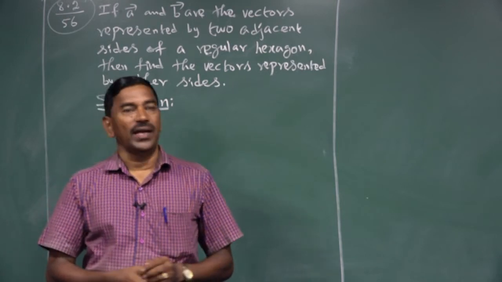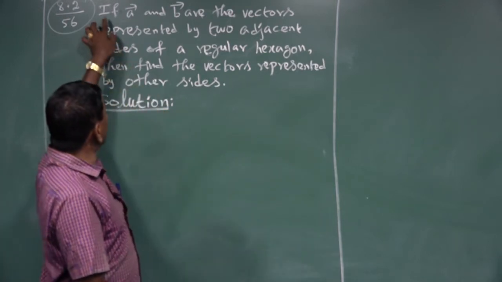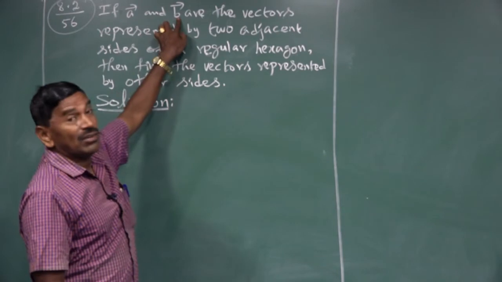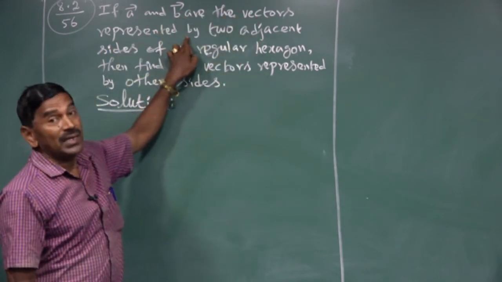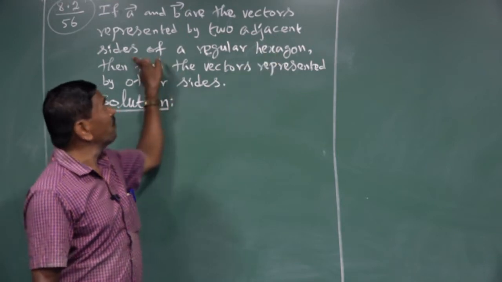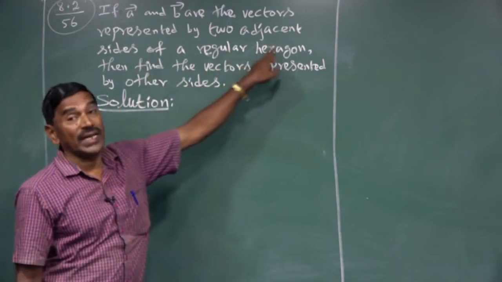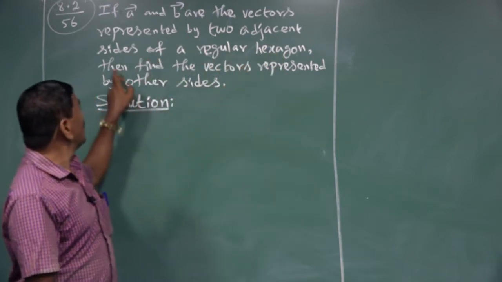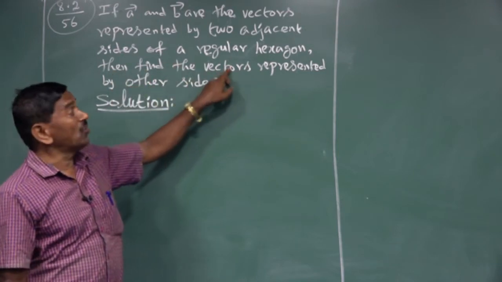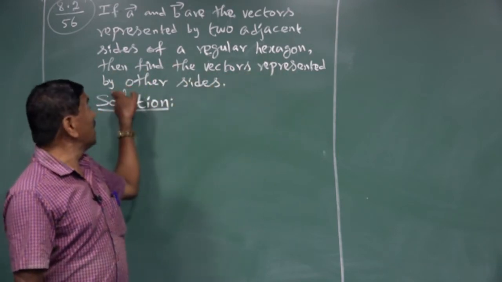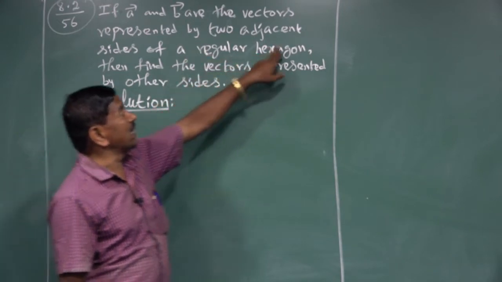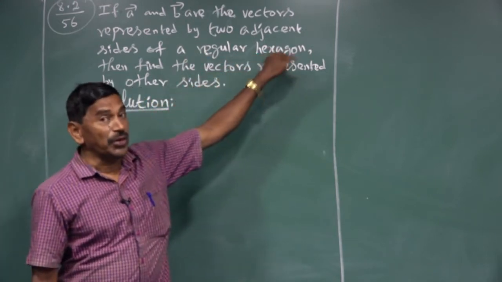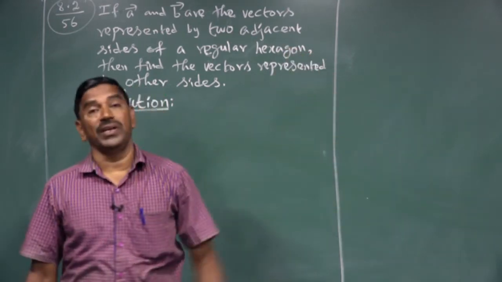Okay, today our topic is: if vector A and vector B are the vectors represented by two adjacent sides of a regular hexagon, then find the vectors represented by the other sides. Here the keyword is hexagon. We know this from the 10th standard level.